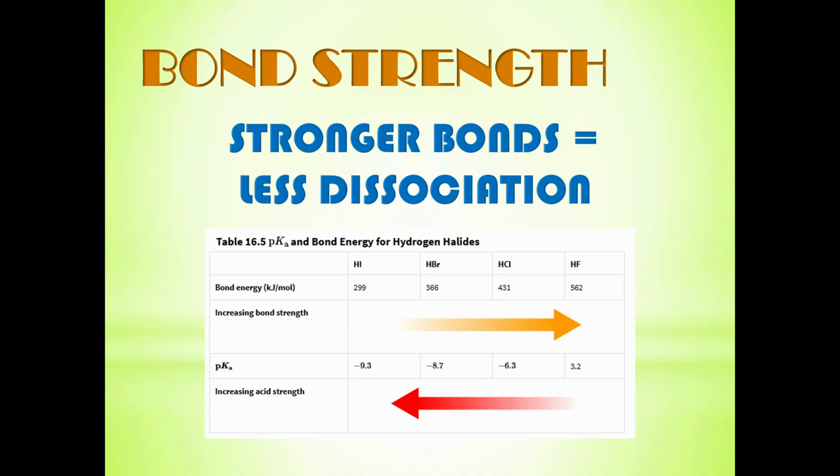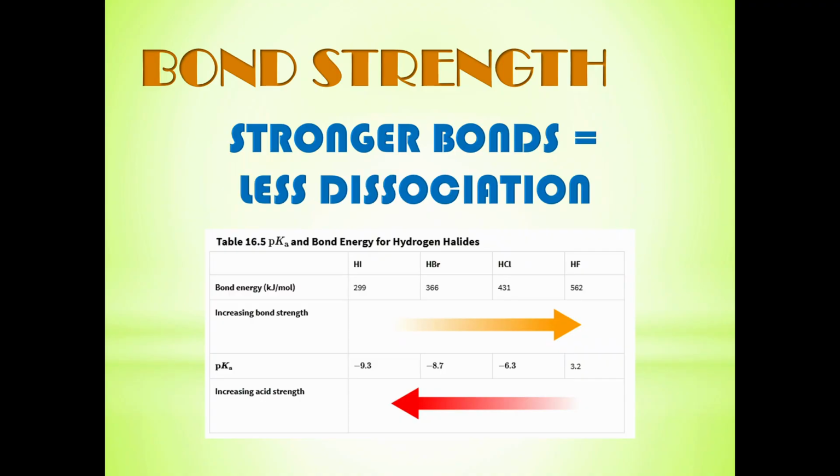Now, we consider HI, HBr, HCl all to be strong acids. But if we actually got down into it, the larger the molecule, the looser the bond is. So in general, HI is actually a stronger acid than HBr or HCl because that large size of the iodine means that bond is weaker.